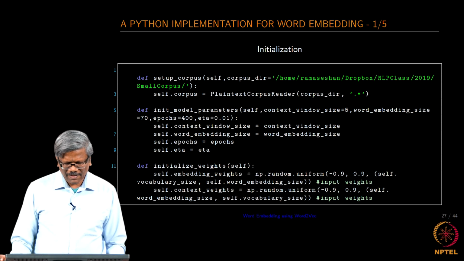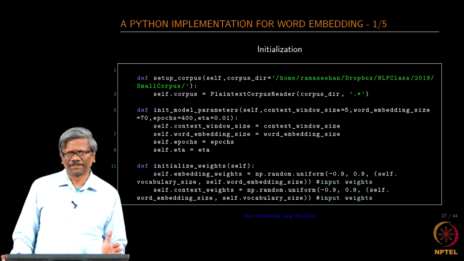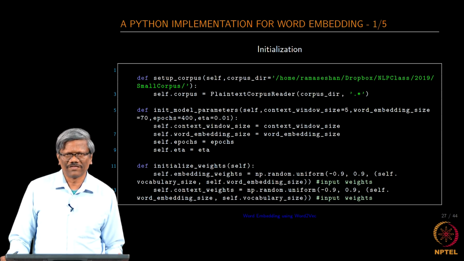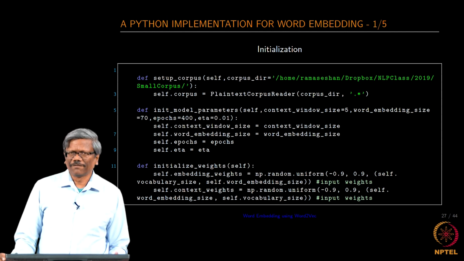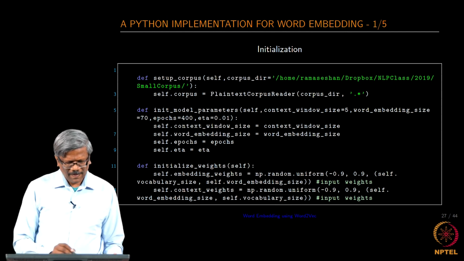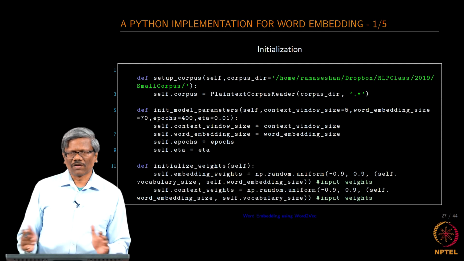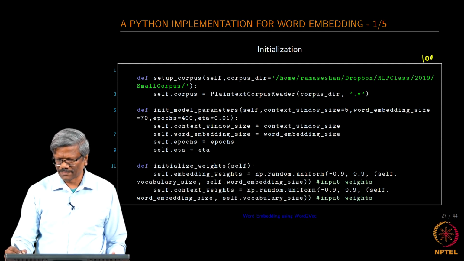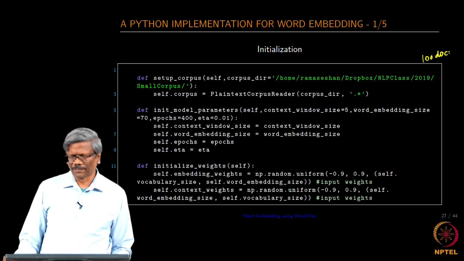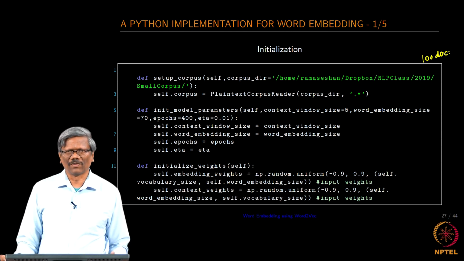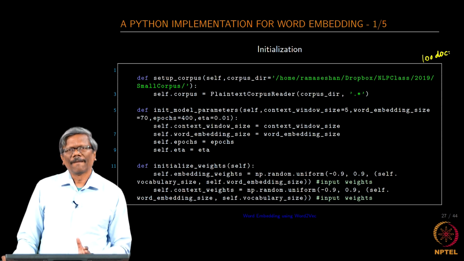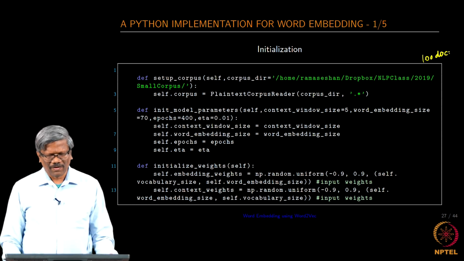Okay. So, for any network to work, we have to do some kind of an initialization. We need to first set up our corpus. I am taking a very small corpus of about 100 documents. It is very small. It is not good enough to really identify all the word vectors in the right context. Okay. This is just to show how it works.